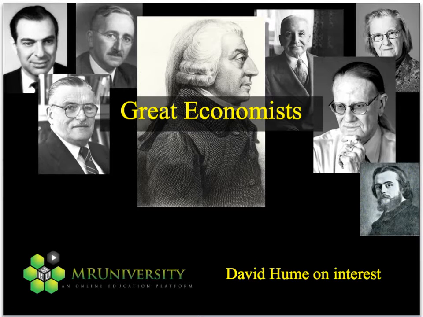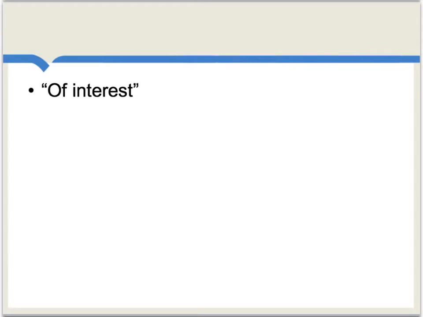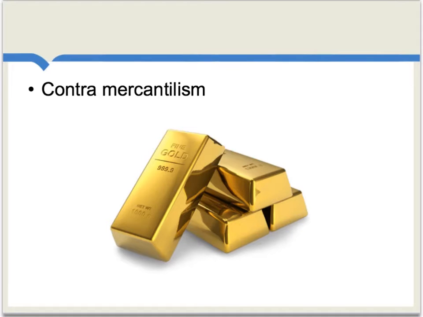One of David Hume's best and most important economic essays is his piece on rates of interest. Appropriately, it's called Of Interest, and you can Google to that online. This is the middle of the 18th century, and a lot of mercantilist ideas are still quite strong.